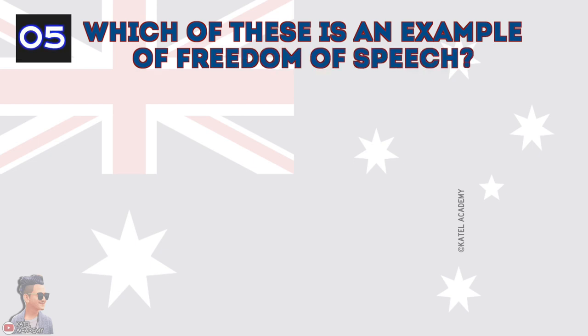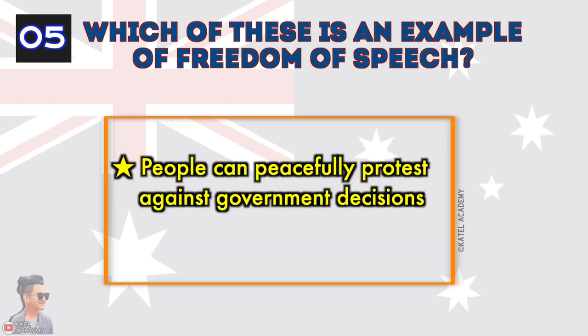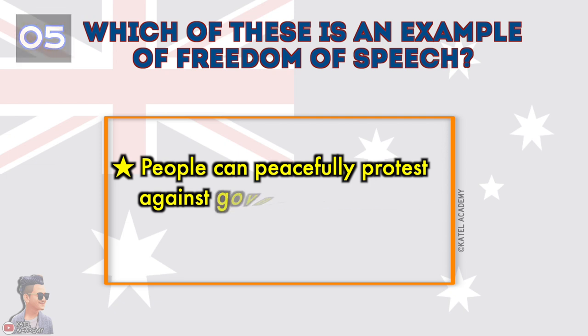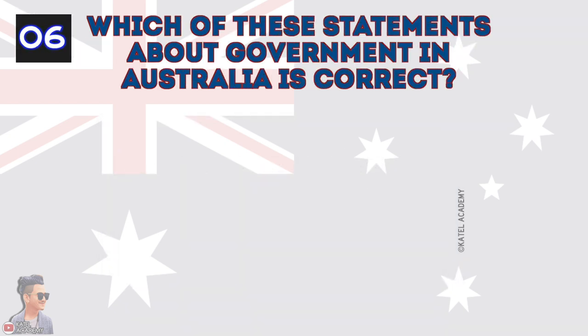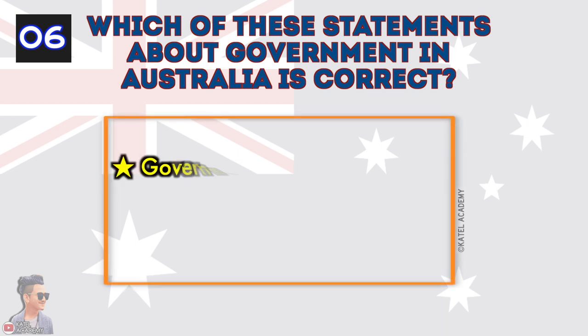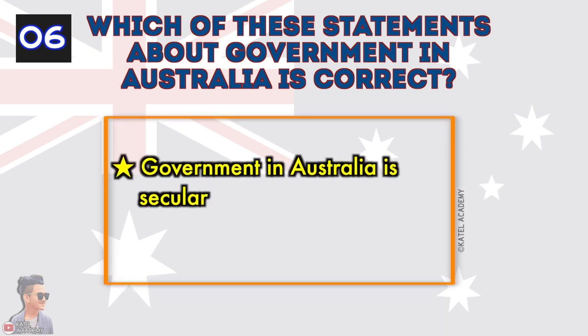Which of these is an example of freedom of speech? People can peacefully protest against government decisions. Which of these statements about government in Australia is correct? Government in Australia is secular.